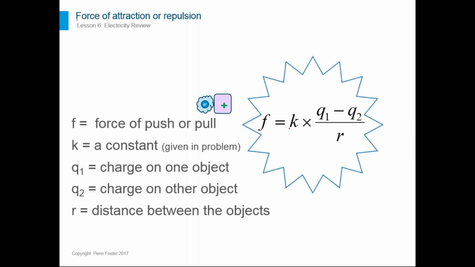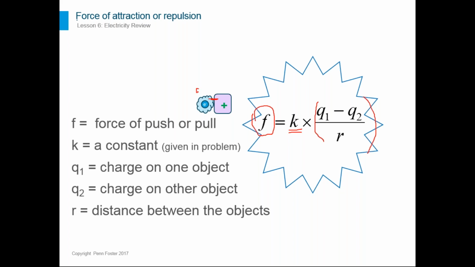So we're finding the force. This is what we're looking for in the end. How much force is pulling between these two objects? And to find that, we take a constant, which would be given in the problem. They would tell you what number to put in for that, times all of this. So you take charge 1 minus charge 2.